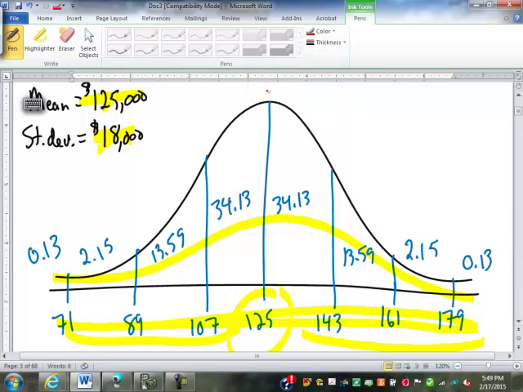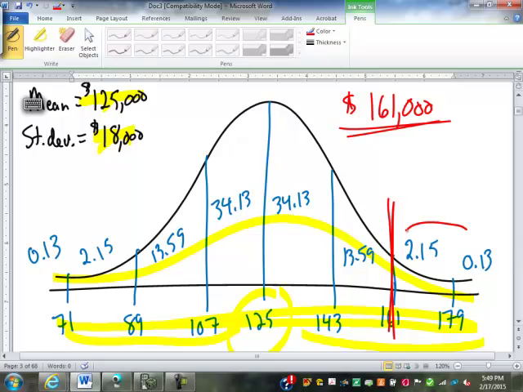Okay. So now what are we going to use this for? Well, let's say that you find a house that you absolutely love. It has all the features you want. It's just beautiful. And it's priced at $161,000. And your realtor is telling you, you better put in an offer on this house. It's going to be gone soon. What do you do? Well, if you have this information, you can see that $161,000 is right here. Okay, what good does that do us?